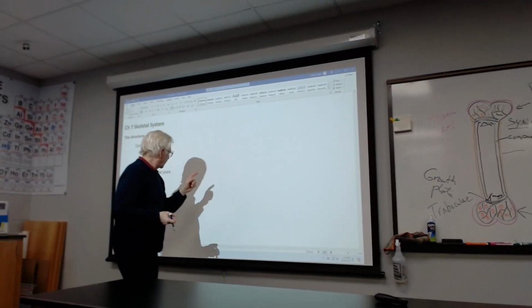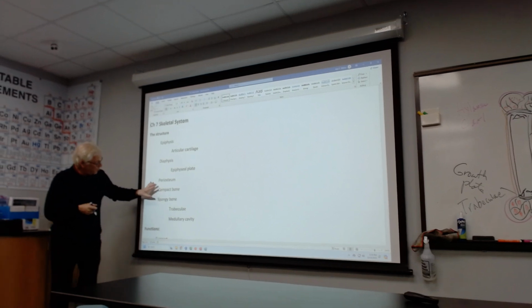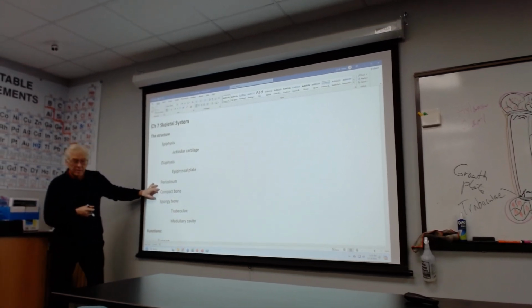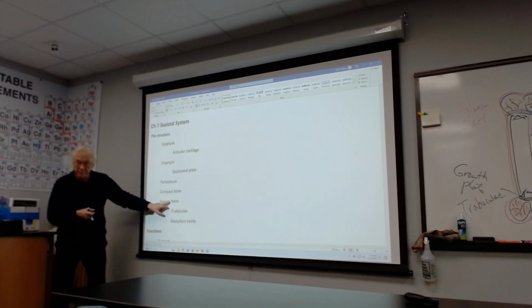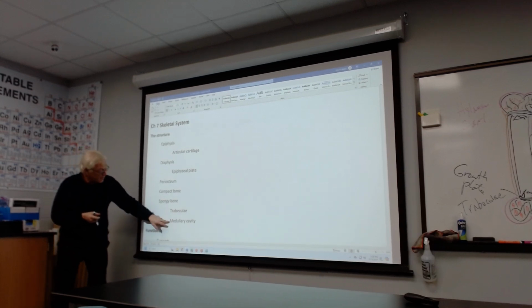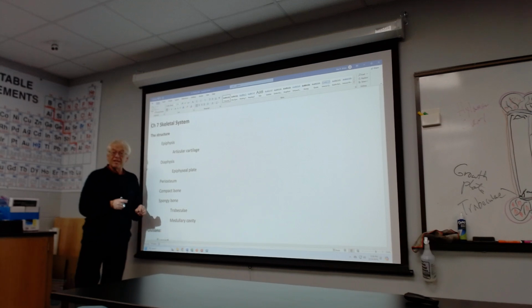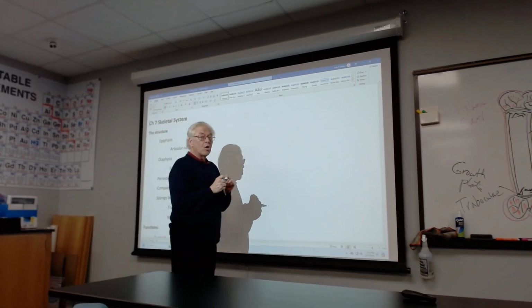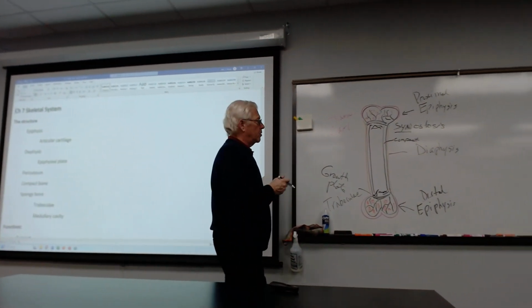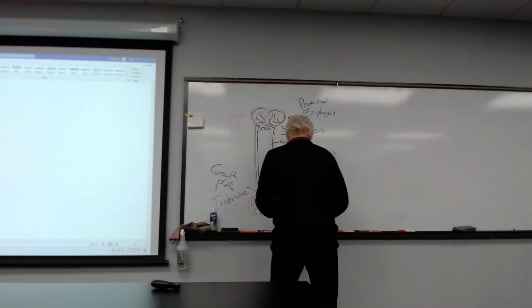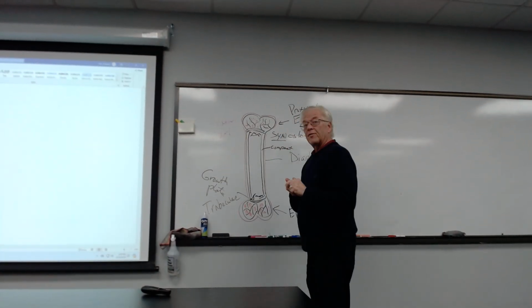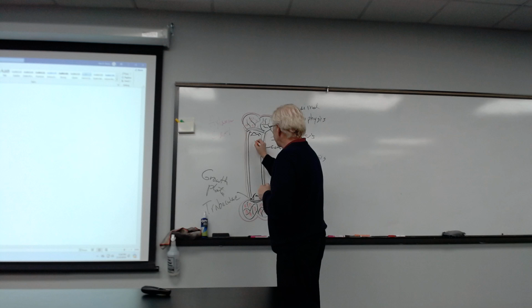Yeah, let's see if we can look at the words here. See, we have our compact to the outside, we have our spongy on the ends, and we have trabeculae that makes the spongy bone. And then there's a medullary cavity in the center of the hollow shaft of the bone, in the diaphysis. And what happens to be on the inside of the diaphysis?